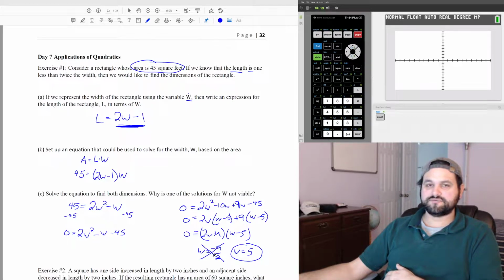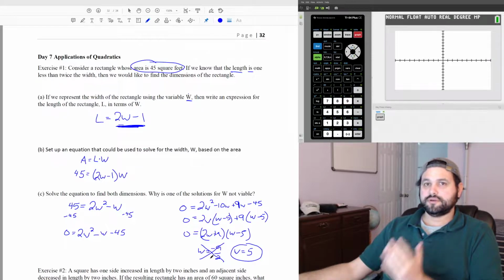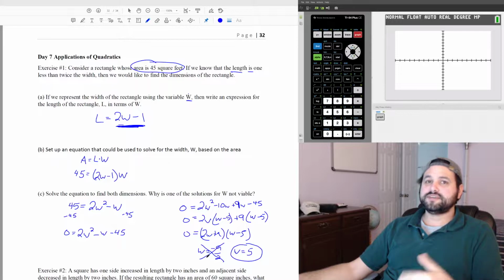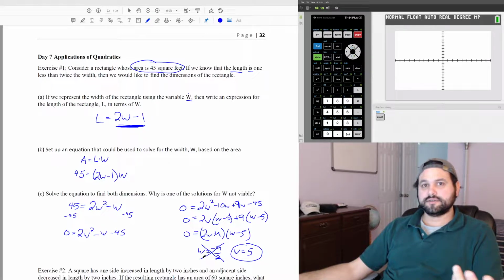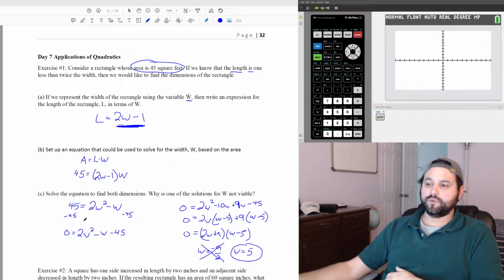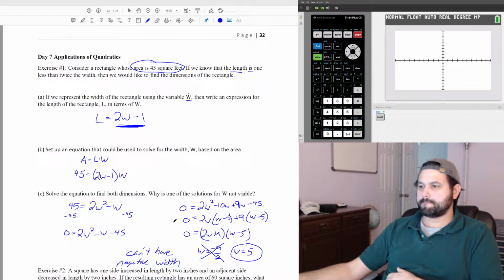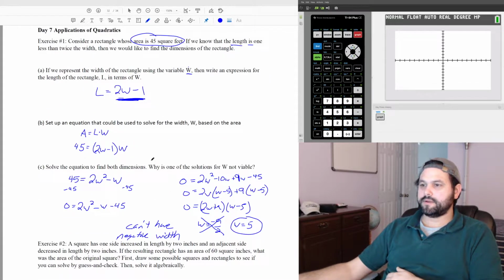If you said because it's a fraction, that's not true. Widths can be fractions. That's fine. But if you said it's because it's negative, that's correct. Okay? Can't have a negative width. We're not quite done, sorry.